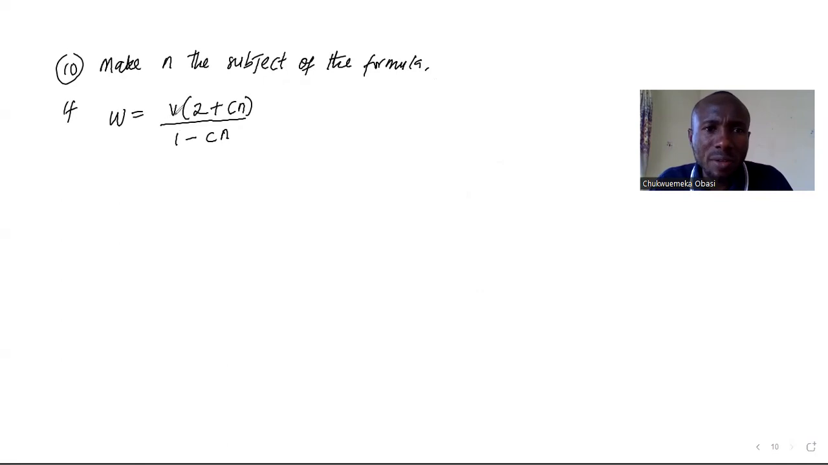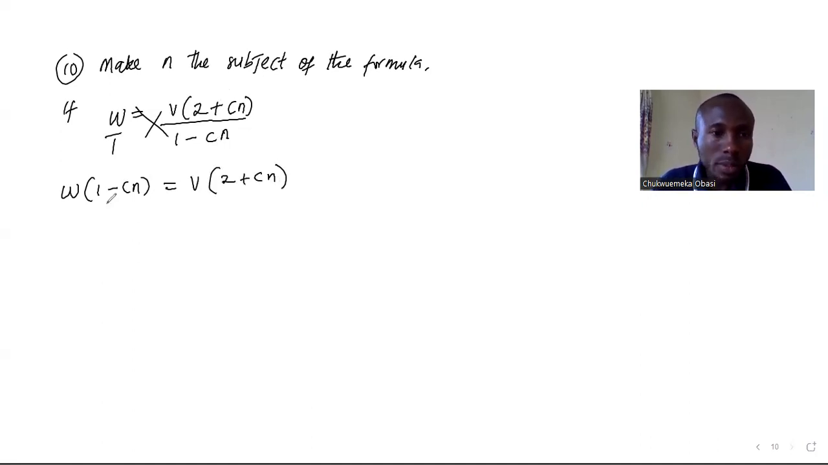So let us find the value. Let us make n the subject of this formula. The first thing you want to do is cross multiply. This guy will always multiply this guy first. Please always do that. It will help you when you solve inequality problems. So we have W multiplying 1 minus Cn, equal to V times 2 plus Cn. The next thing you want to do is distribute.